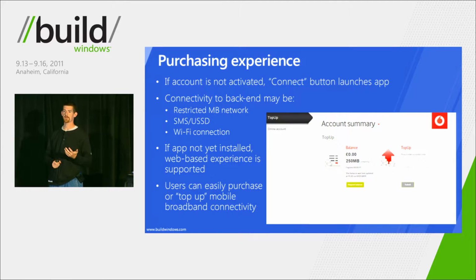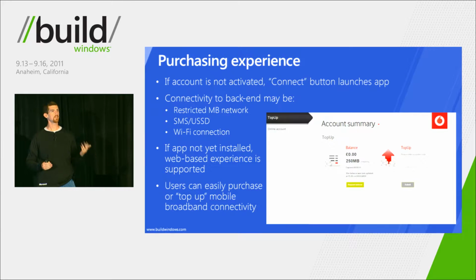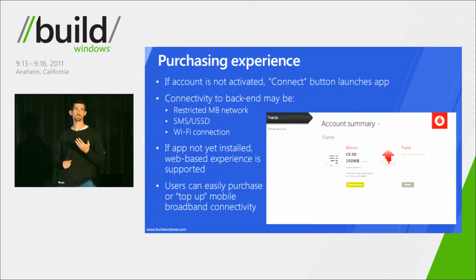So the purchasing experience is accessed the same way that you get online. As I said, if you click the Connect button to get online and the account's not active, it launches the app instead. And when the app is running, it has several different ways it can talk to the backend servers to perform that purchase. That connectivity can be a restricted mobile broadband network. You see in the Vodafone case, we tried to get online and it does connect, but you're in a captive portal. So you have a connectivity route to the back end if that's allowed through the captive portal.